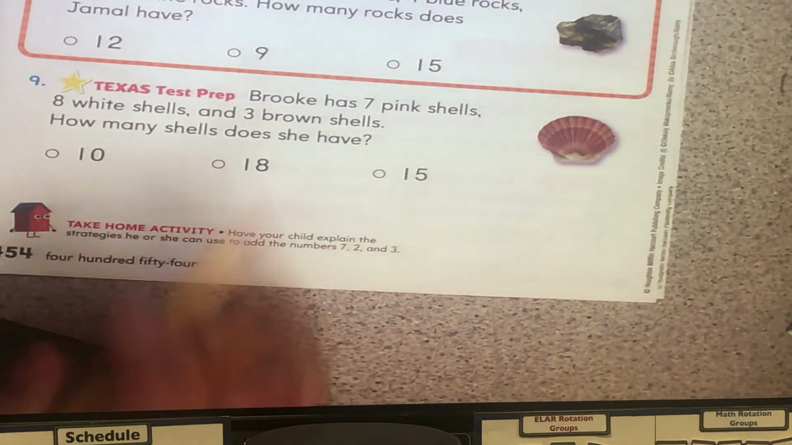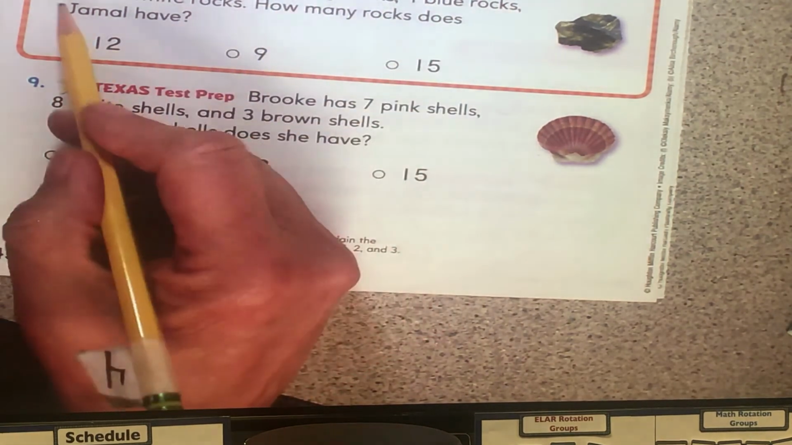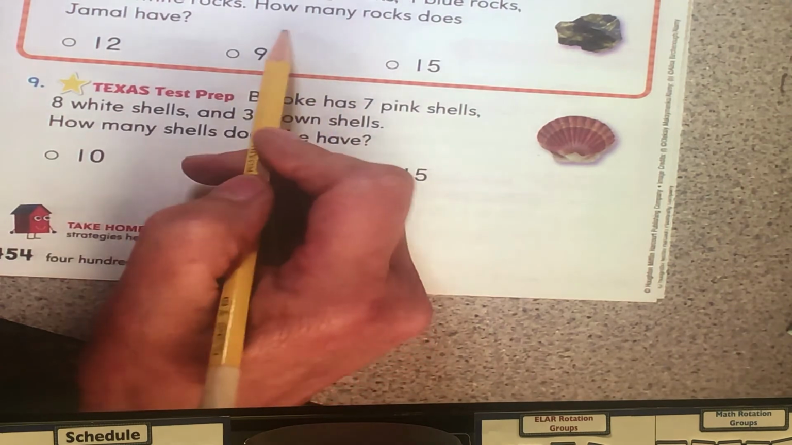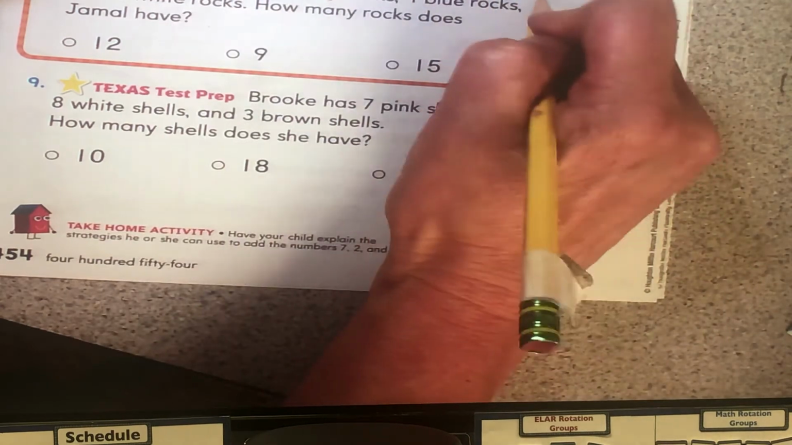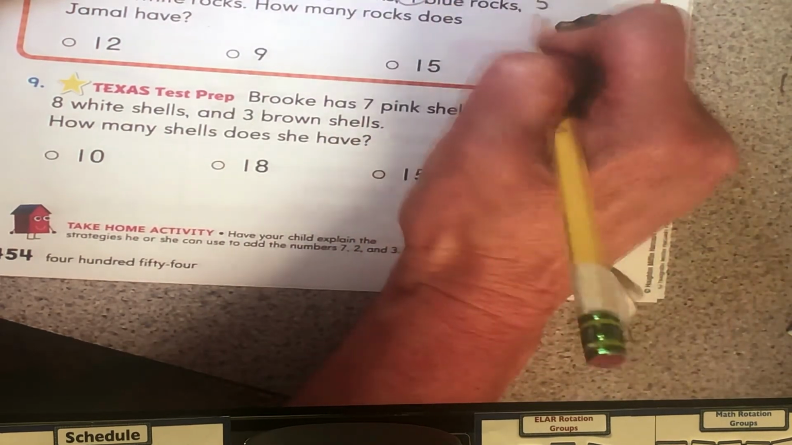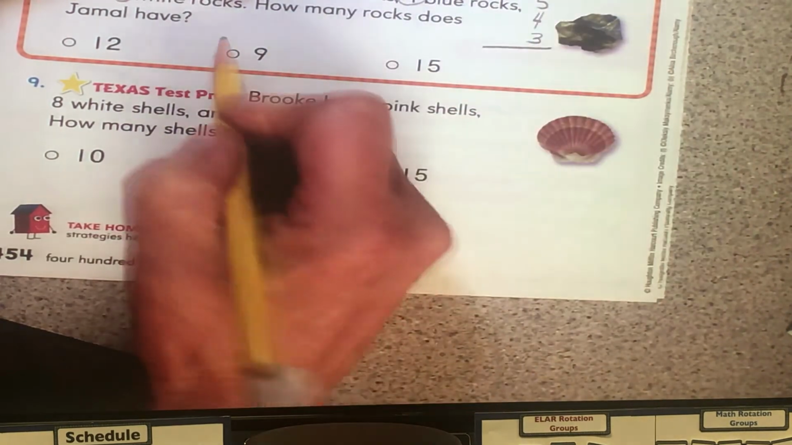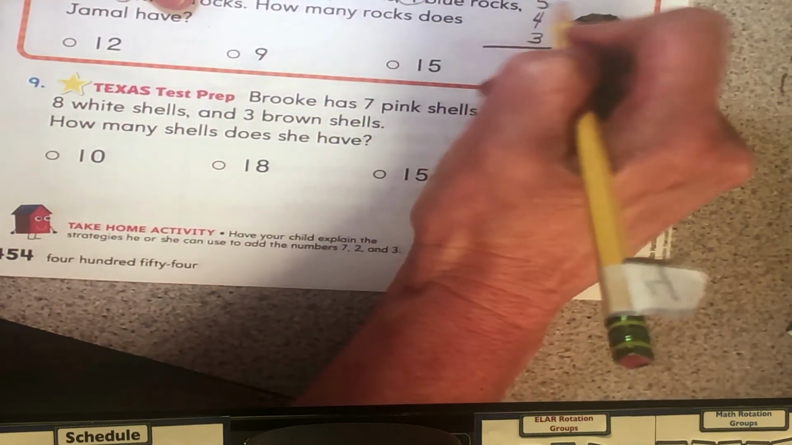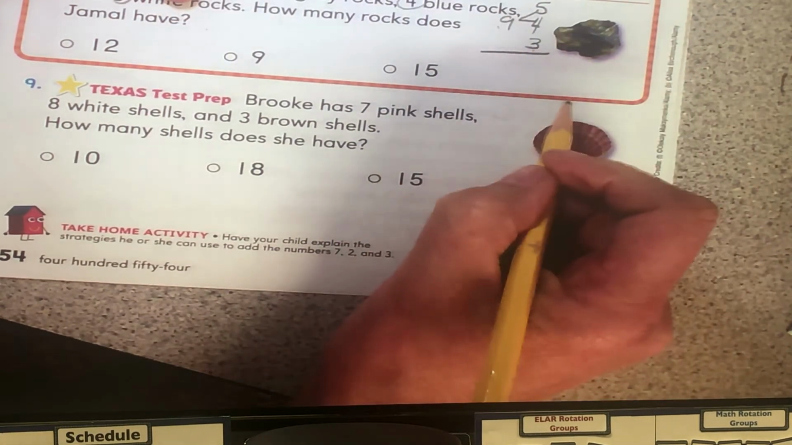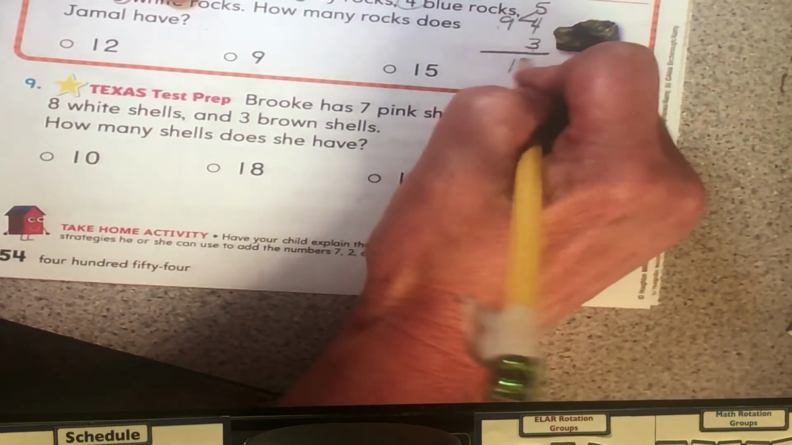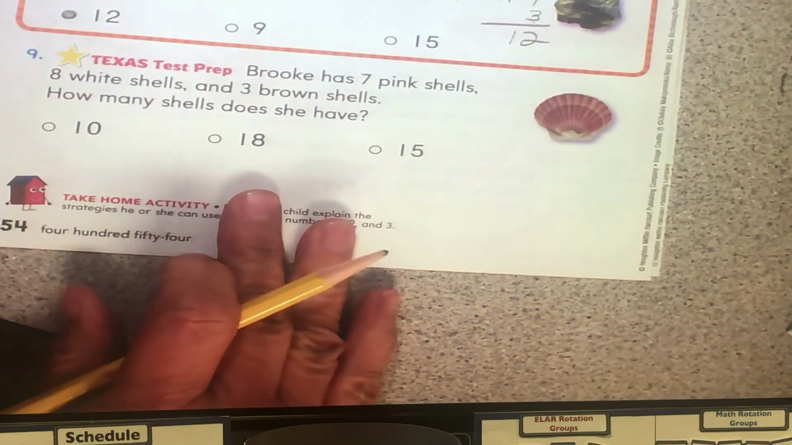Number 8. Jamal has 5 gray rocks, 4 blue rocks, and 3 white rocks. How many rocks does Jamal have? Information I'm given, he has 5 gray ones, 4 blue ones, and 3 white ones. So I'm going to add 5 plus 4 is 9. 9 plus 3 is 12. So 12 is my answer. And one more.